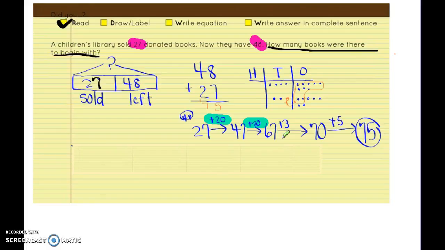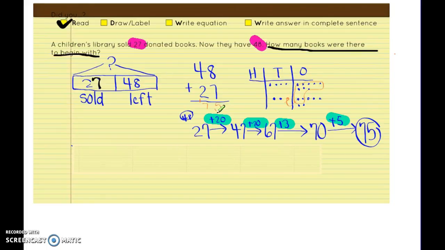Now I have to add 8 more, and 8 is kind of hard to add, but when I look at 67, I know that 7 and 3 are buddies and they make a 10. So I'm going to say 67 plus 3 gives me 70. And now I have 5 left that I have to add on. And then that gives me the sum of 75.